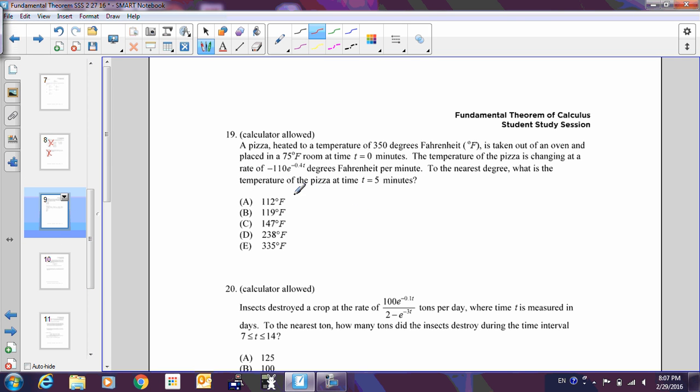Okay, so when you're looking at this problem, it gives us some information, pizza being taken out of the oven, and then it gives us the rate at which the temperature of the pizza is changing. Okay, that is the rate. So if we want to say to the nearest degree, what is the temperature of the pizza, then I want to go backwards from the rate. I need to integrate from 0 to 5 of this thing right here. Now this is a calculator problem, so although we actually do know how to integrate this by hand, we're going to do this in our calculator.